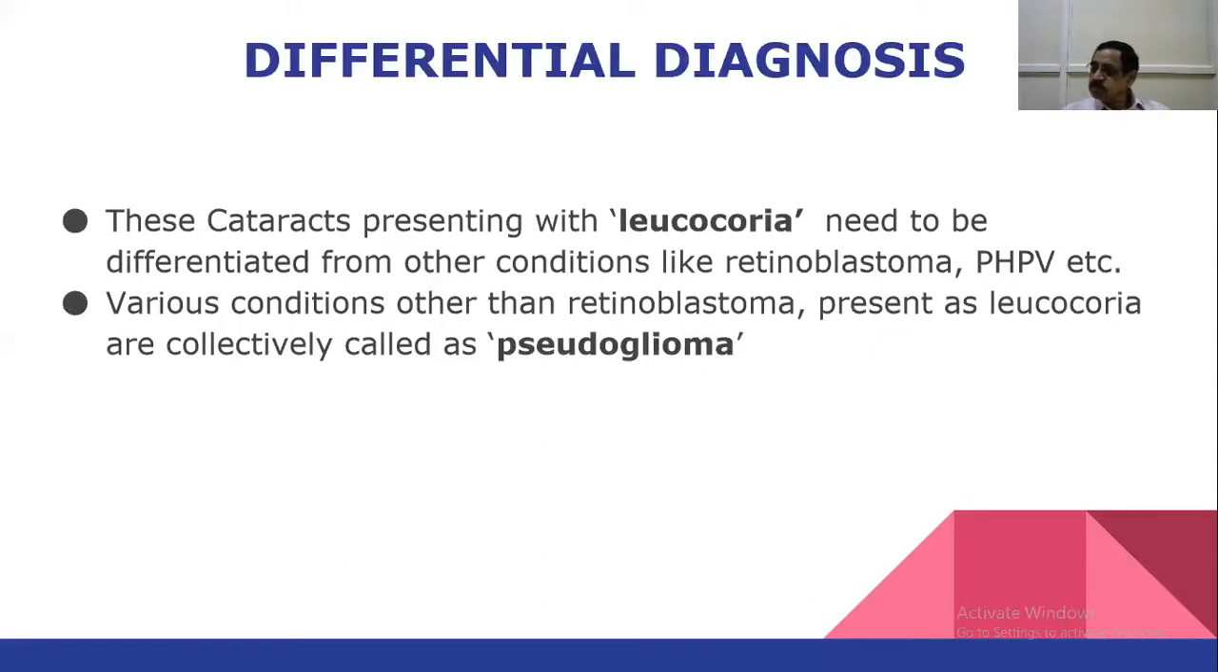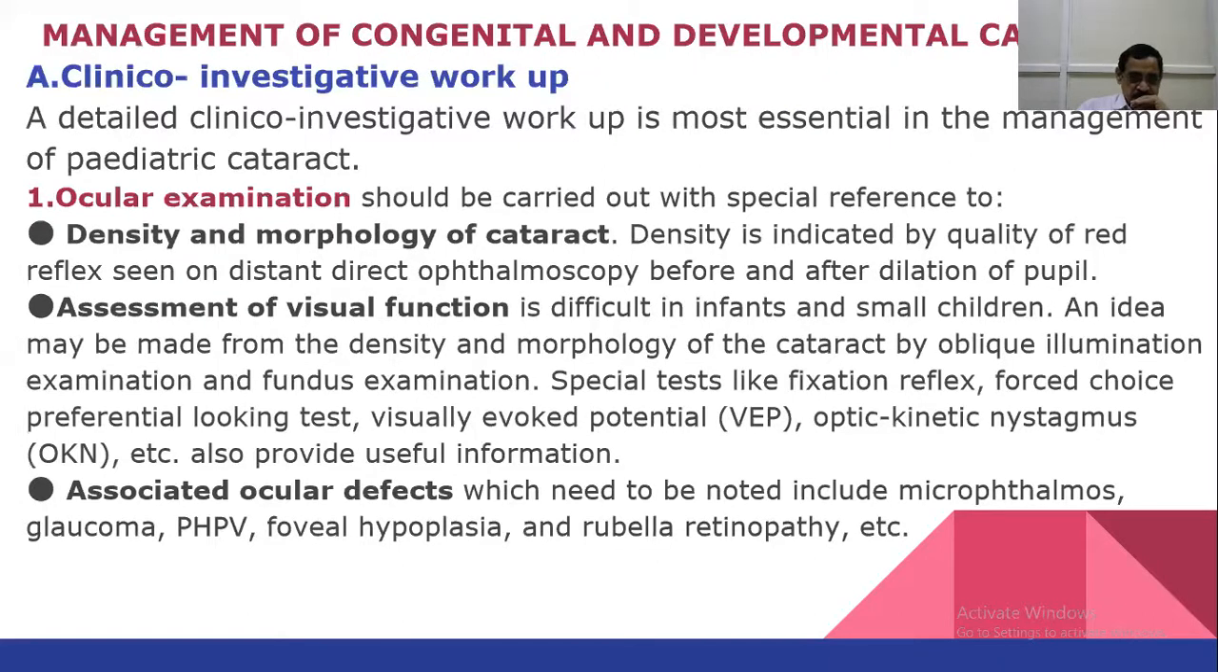Next, differential diagnosis. These cataracts presenting with leukocoria need to be differentiated from other conditions like retinoblastoma and PHPV, etc. Various conditions other than retinoblastoma that present as leukocoria are collectively called pseudoglioma.